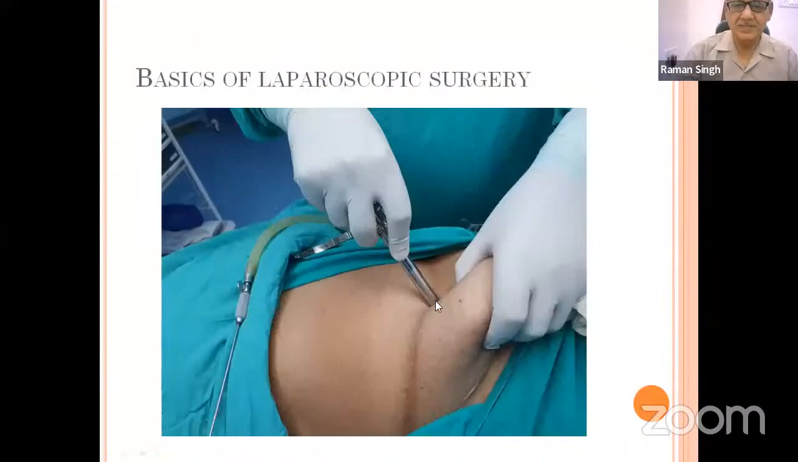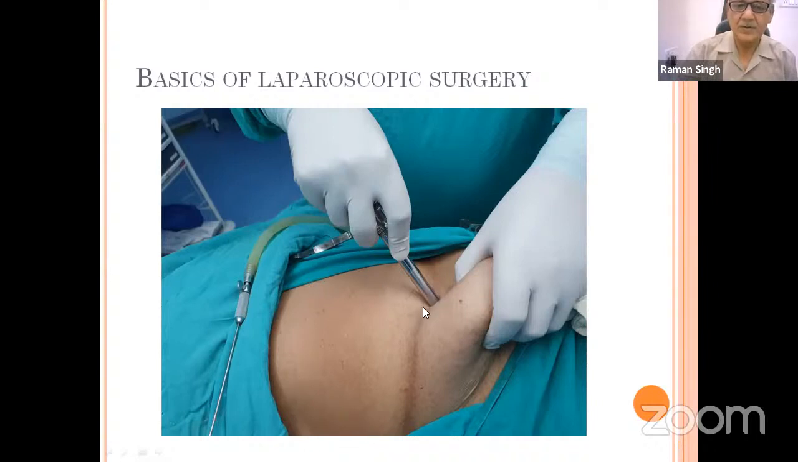After introducing the first port, the second port, especially in laparoscopic surgery, is again a 10 mm port, inserted in the epigastric region, and the third one over the mid-clavicular line, and the fourth one at the anterior axillary line. These are the four ports. First the camera port, second the epigastric port, third the mid-clavicular port, and fourth the anterior axillary line port. So these three ports are the working ports.